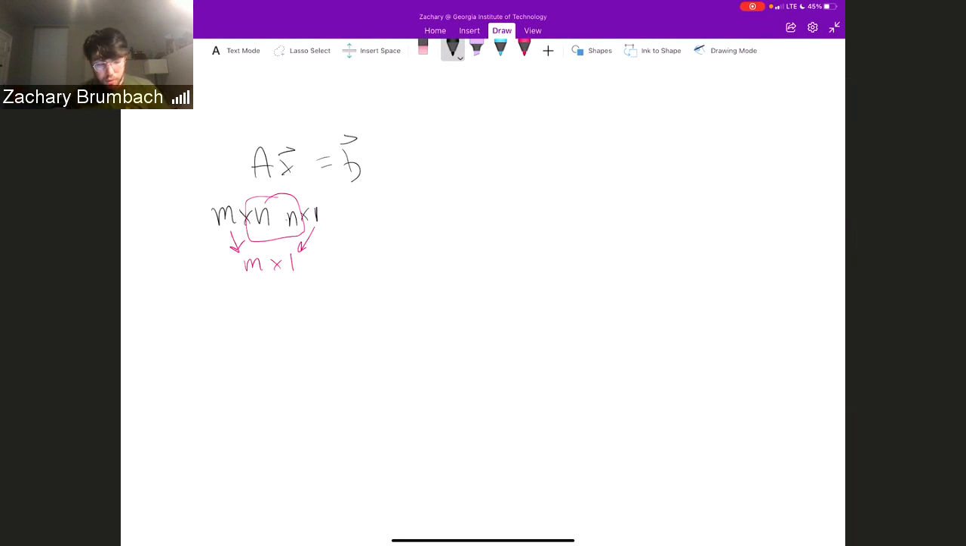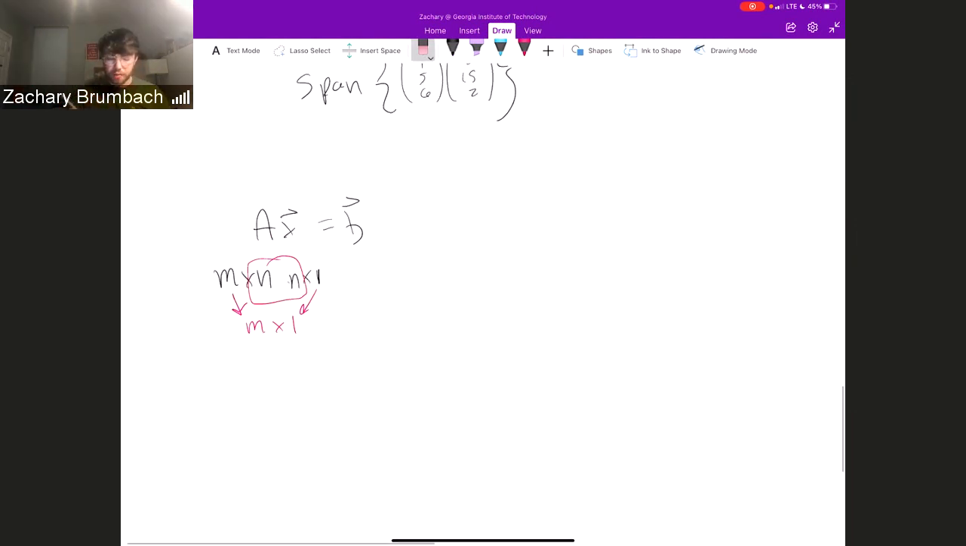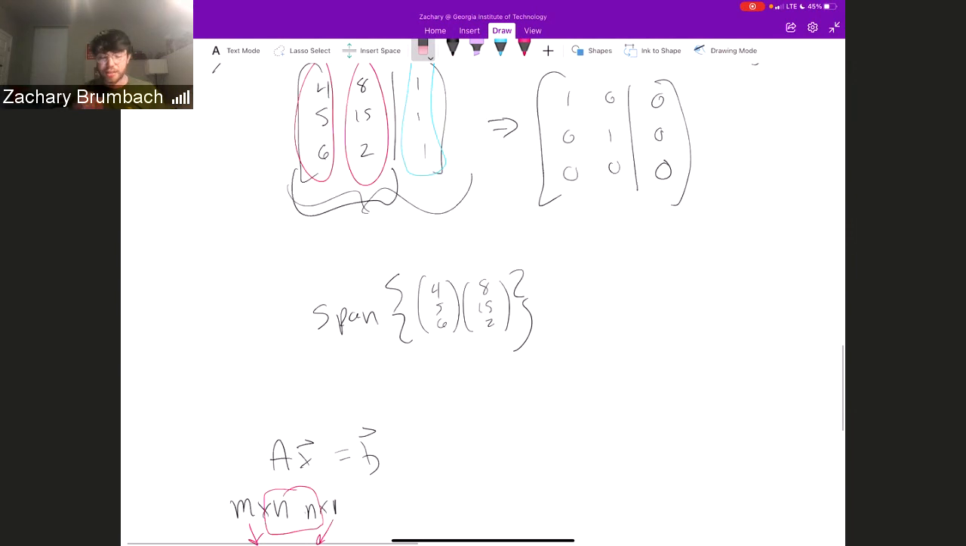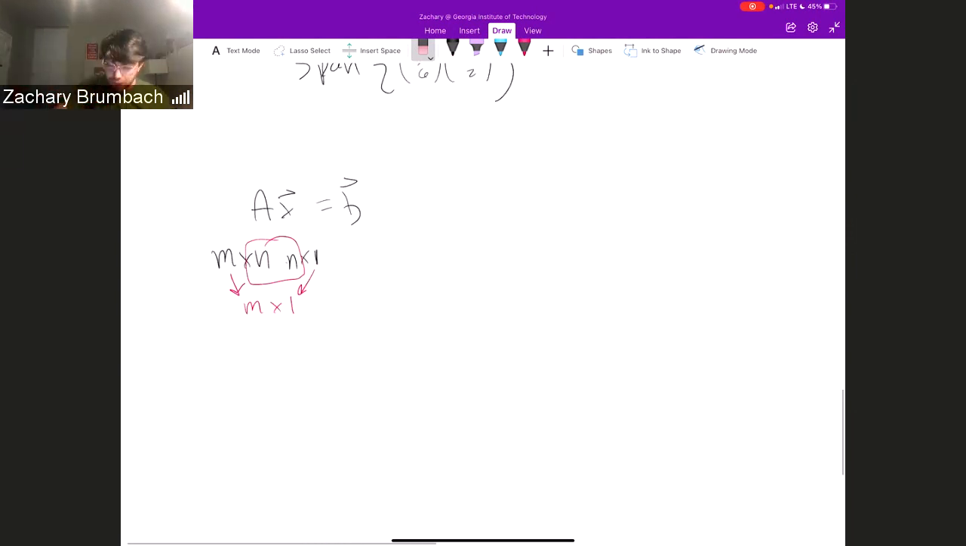So the original question was if this is our matrix A, where does x live and where does b live? So x you can think of as a variable vector, like x1, x2, x3, to xn in this case, where n is the number of variables and it's also the amount of columns in our matrix. Okay, that's x. b is an m by 1.